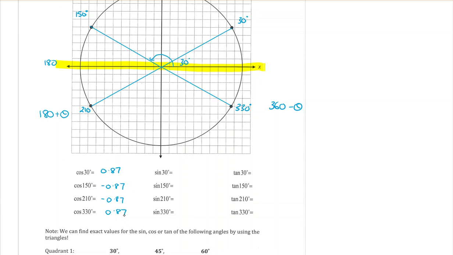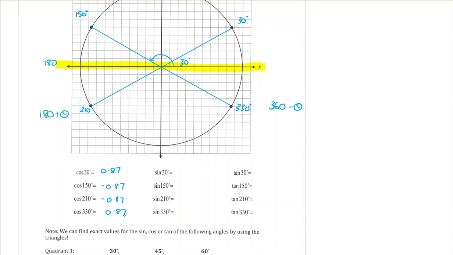4 spots where they have the same decimals. The only difference is that 2 of them are positive and 2 of them are negative. And the key thing we need to learn here is where. We need to know where cos is always going to be positive and where cos is going to be negative. Okay? Let's do sine now.